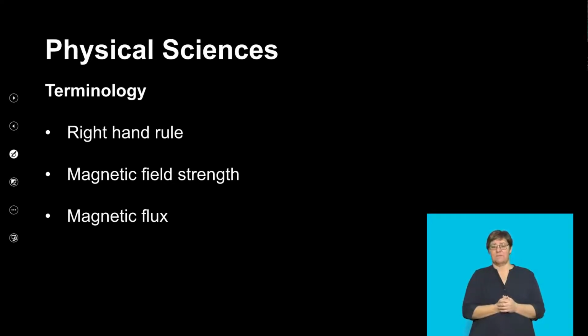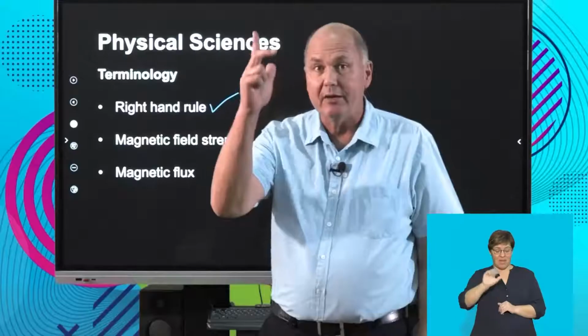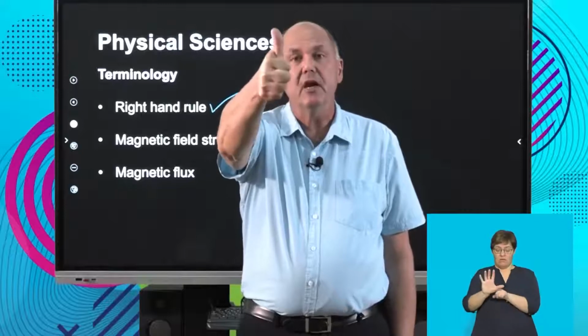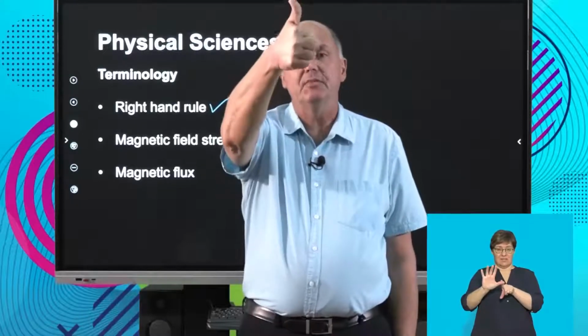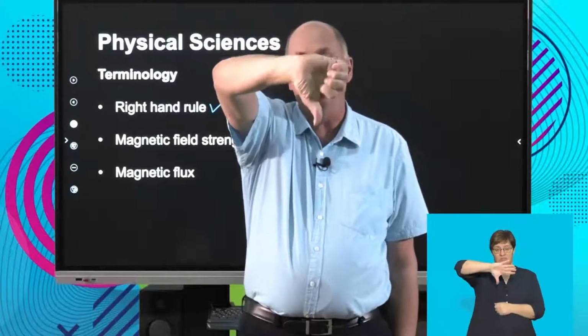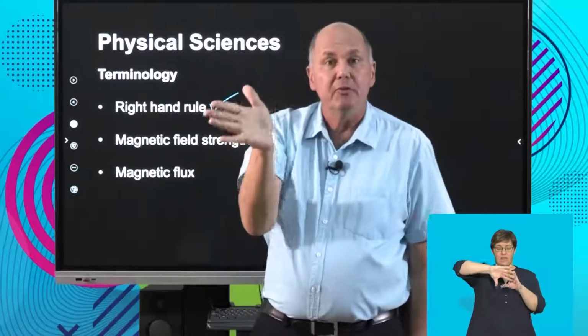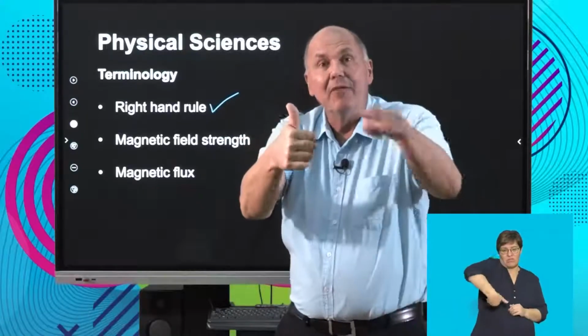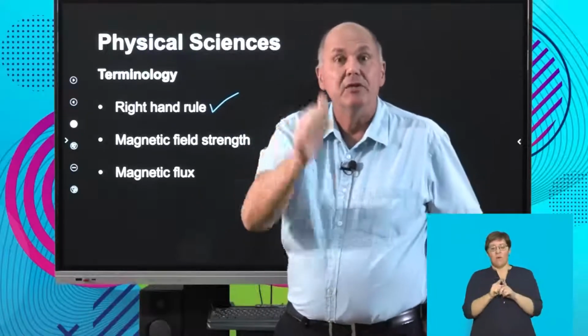So we want to just quickly revise some terminology that is common in this section, namely the right-hand rule. I hope you can remember what that is. Remember, you take your right hand and you're going to show the direction of the current using your thumb. So if the current is passing up, then you point the thumb up. If the current is down, you point the thumb down. And then what do you do with the fingers? The fingers give you the curl of the direction of that circular pattern around a straight conductor.